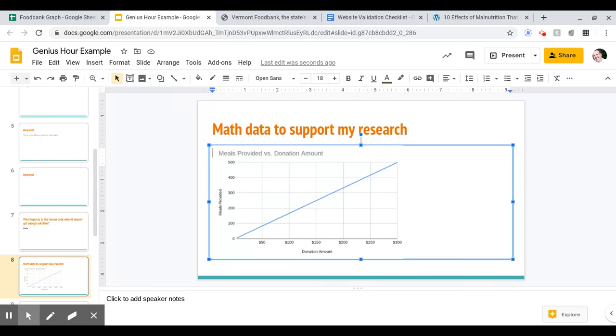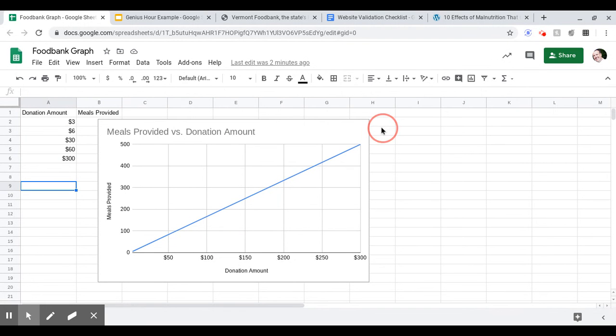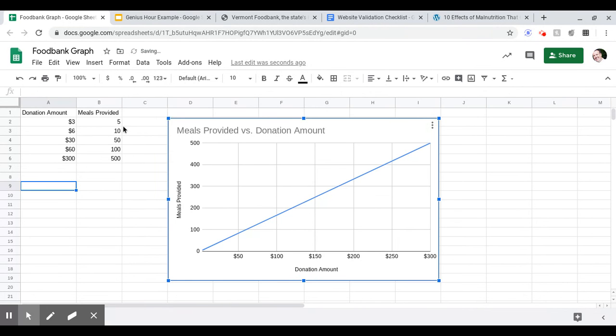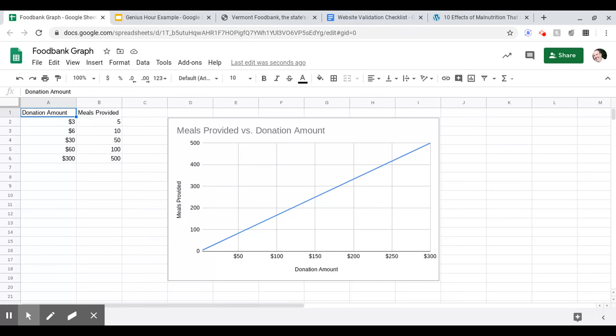You could create a data table. So you could certainly have built something that just shows $3, 5 meals, $6, 10 meals. I wanted to create a graph. I think graphs are a little bit more visually engaging than a data table. But you could certainly have built something like this in your Google slideshow by itself and have that be totally fine as well. But those are the things I'm going to be asking folks to work on today.